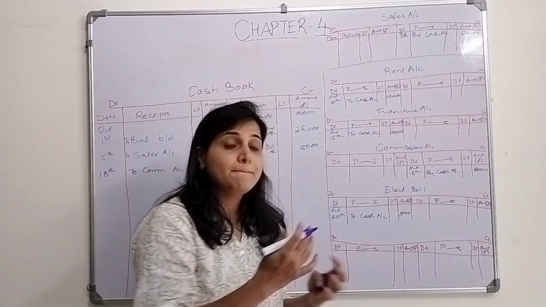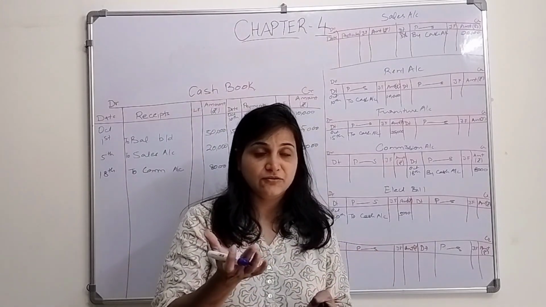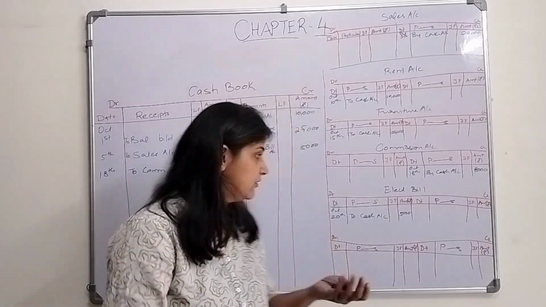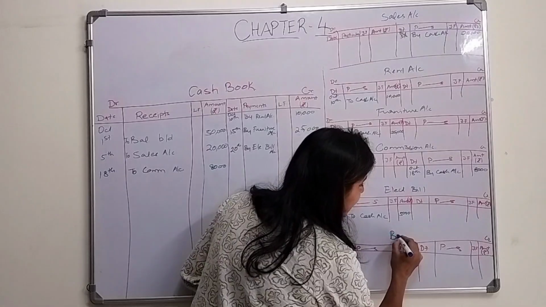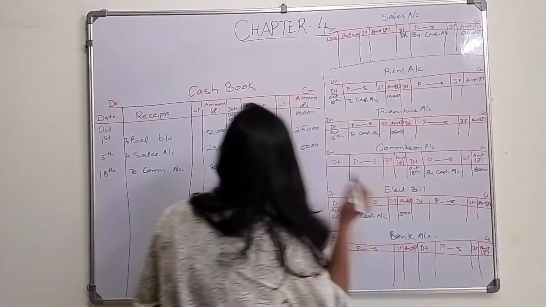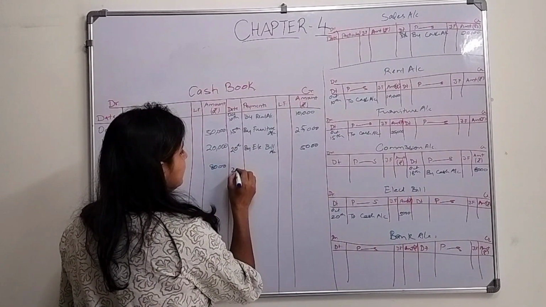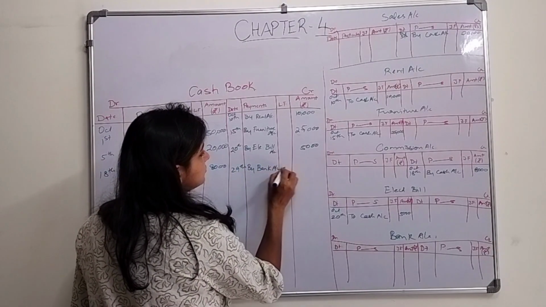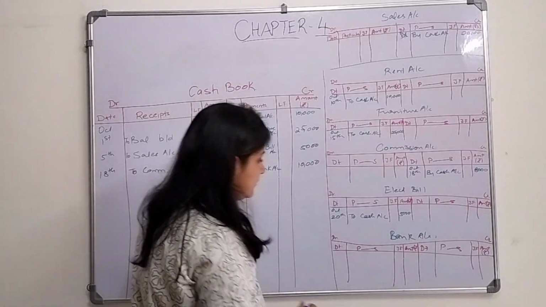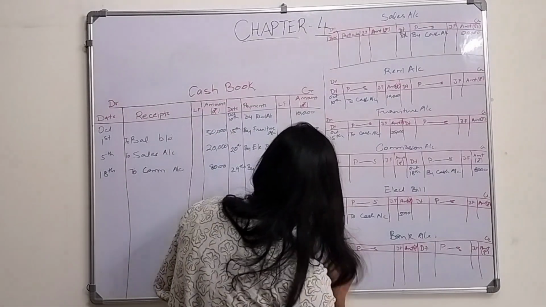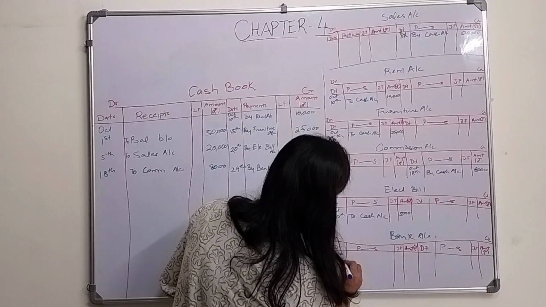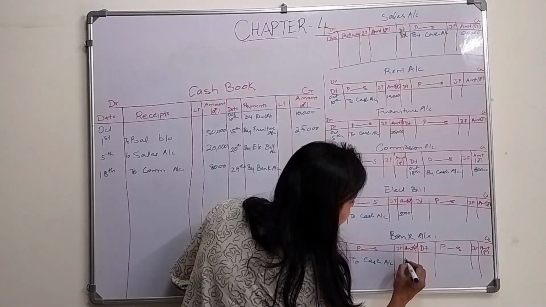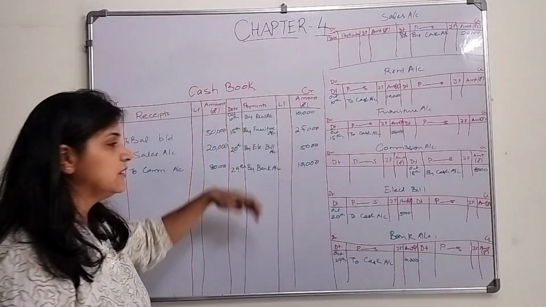So bank is an asset, it increases, debited. Cash is an asset, cash decreases, credited. So bank account, I am depositing on 29th, by bank account 10,000, October 29th to cash account 10,000. Okay, my month got over.